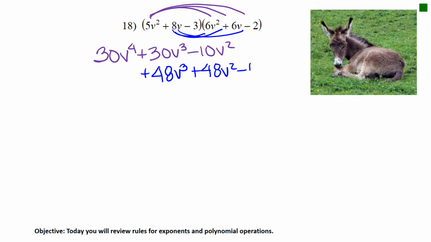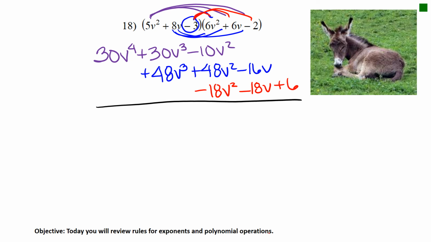8 times negative 2 is negative 16 with 1v. It makes a new column. Take that negative. I changed colors. Pay attention. Negative 3 times 6 is negative 18. There's 2v's, so it goes in the v squared column. Negative 3 times 6 is negative 18 with 1v. And negative 3 times negative 2 is a positive 6.